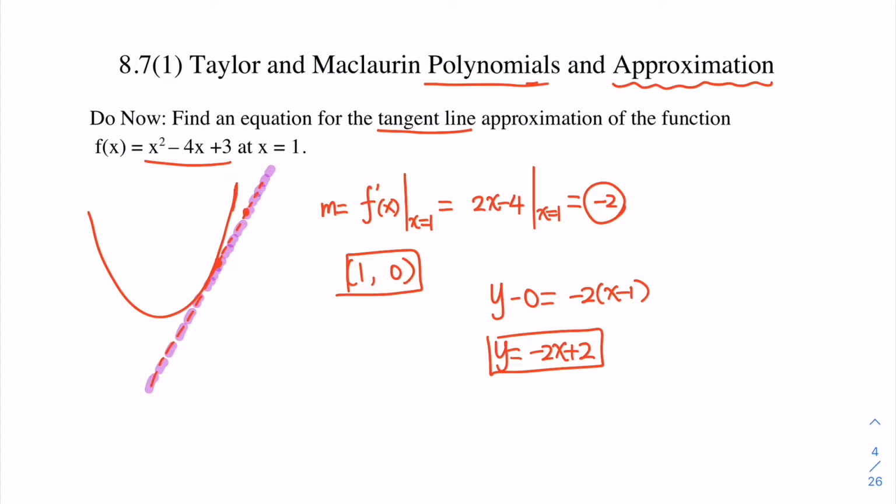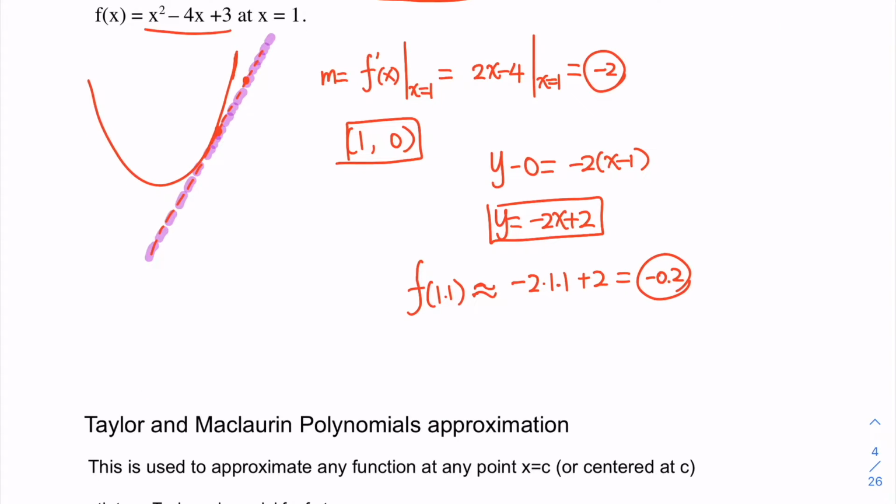We can use this line to approximate, for example, the function value at 1.1, which will be approximately given by the line: negative 2.2 plus 2, which is negative 0.2. However, as I said, this can only approximate very close to 1. If we want to approximate, for example, x equals 2, that error will be huge. So in this lesson, we are going to show you another polynomial approximation, which we call Taylor and Maclaurin polynomial.